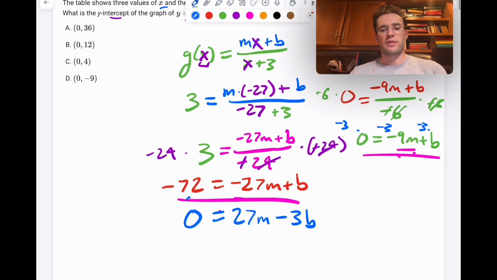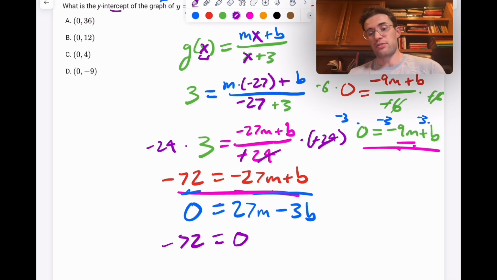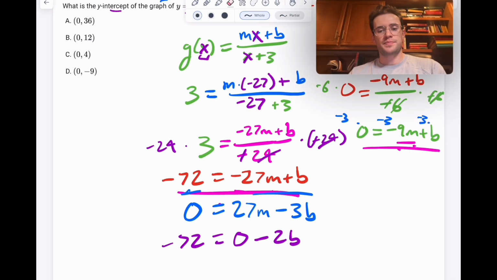Now if we combine the left sides over here, combine the right sides over here, we get negative 72. I'll do this in purple so it's clear. I'm combining the two, the red and the blue. Negative 72 plus 0 is negative 72. Negative 27m plus positive 27m cancels out. That was the reason we did this, get rid of our m's. So we get 0. And then b minus 3b, or b plus negative 3b, is negative 2b. I think you just get rid of the 0. We have negative 72 is equal to negative 2b.